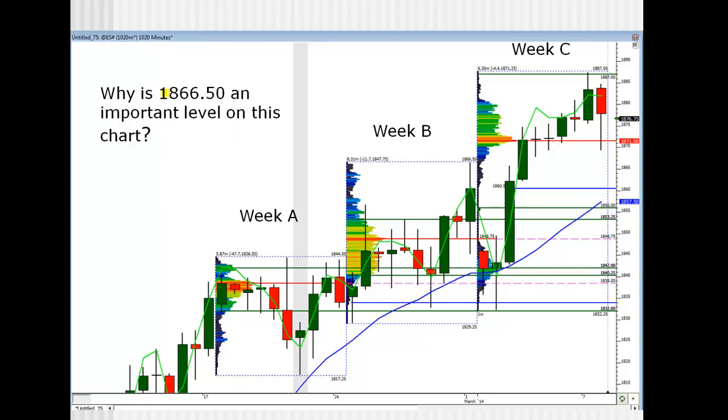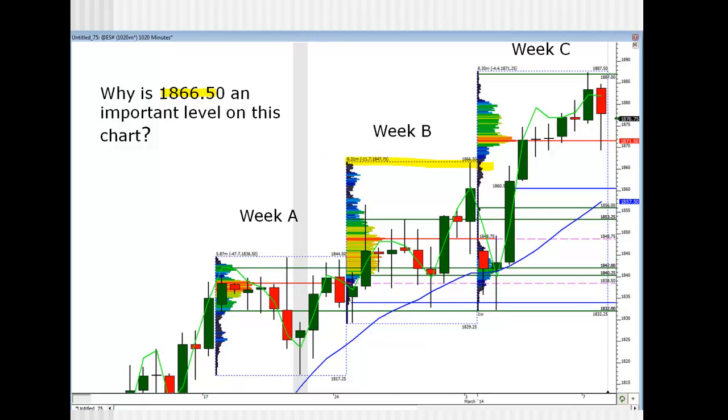Okay, another interesting question. Why is the 1866.50 an important level on this chart? Well, let's take a look at it and see. Where is it? Well, it's right here. It was in fact the high of the week that preceded this week we just finished. Your highs are always very, very important. Not only that, take a look. If we look here, this was an area of very low development.